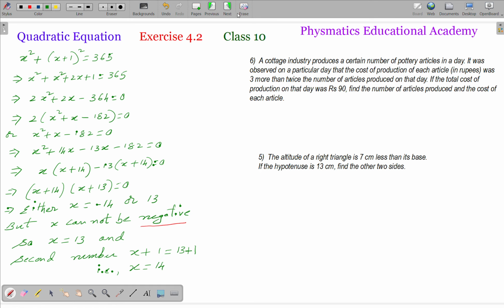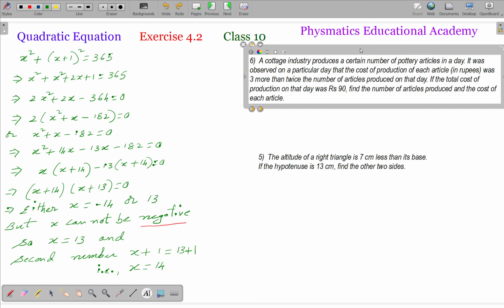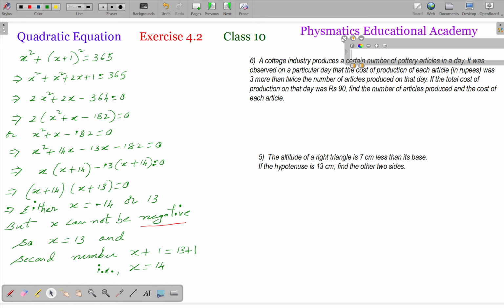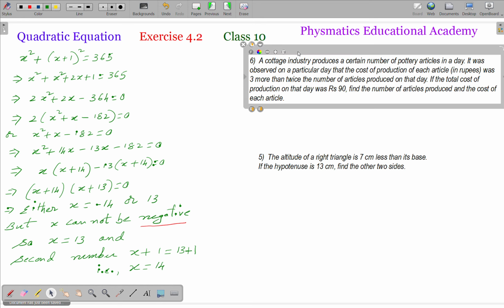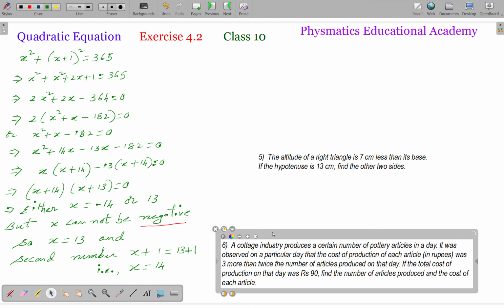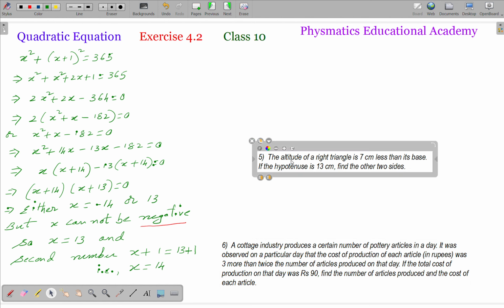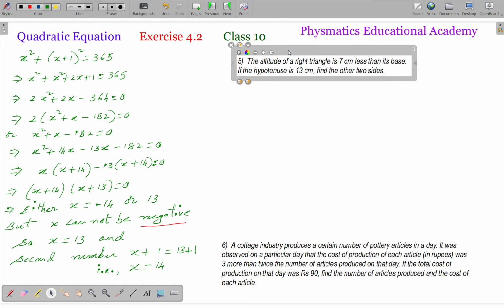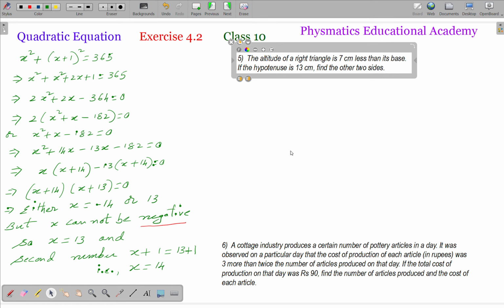Now coming to the next question, question number 5. Here we are just arranging the questions in order.